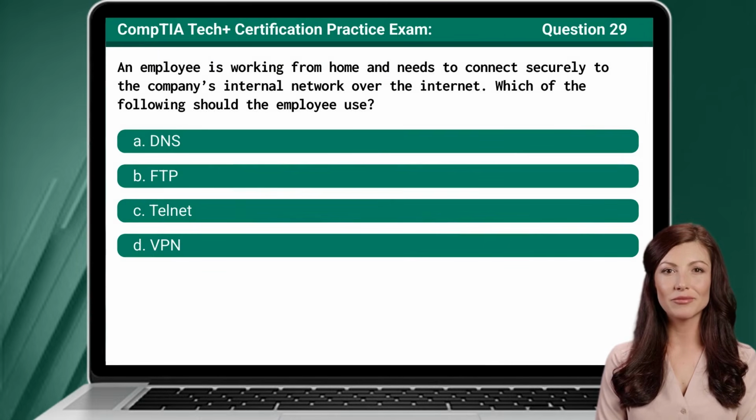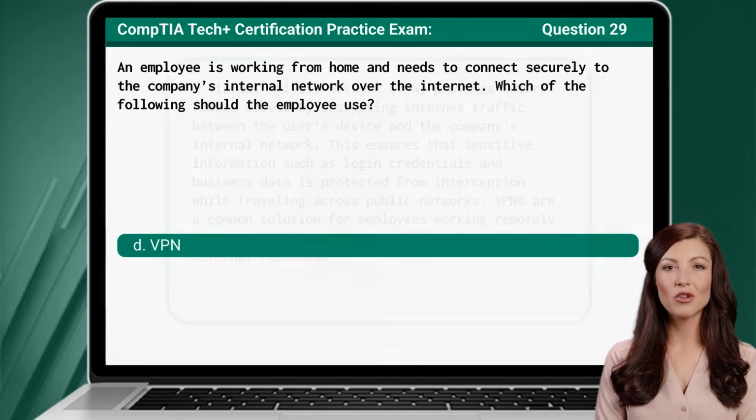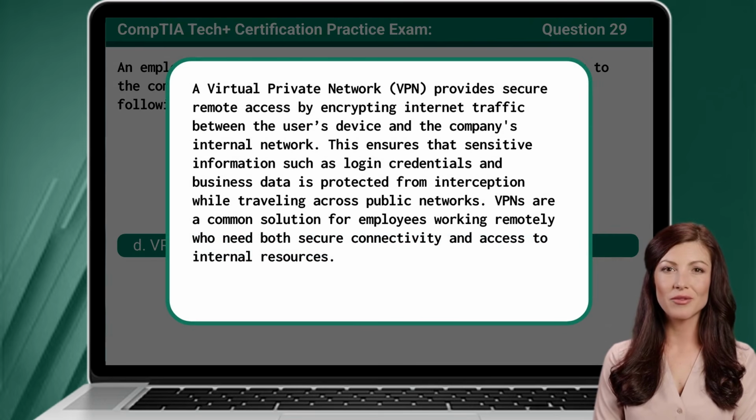Question 29. An employee is working from home and needs to connect securely to the company's internal network over the internet. Which of the following should the employee use? The answer is D. VPN. A virtual private network, abbreviated as VPN, provides secure remote access by encrypting internet traffic between the user's device and the company's internal network. This ensures that sensitive information such as login credentials and business data is protected from interception while traveling across public networks. VPNs are a common solution for employees working remotely who need both secure connectivity and access to internal resources.